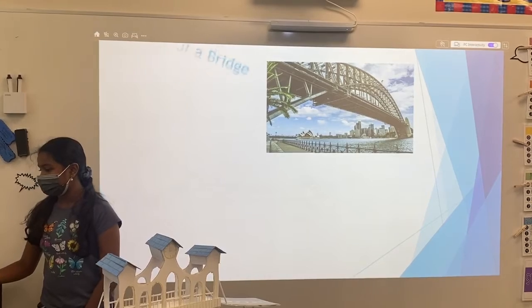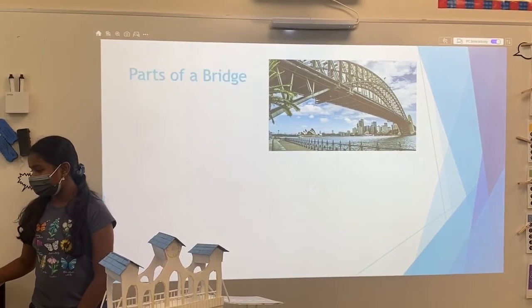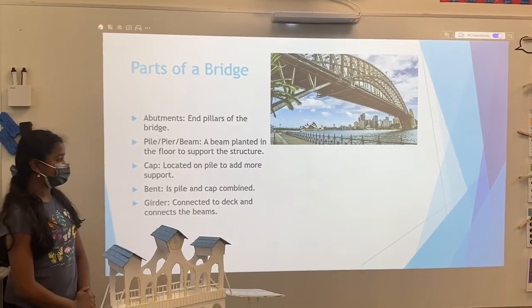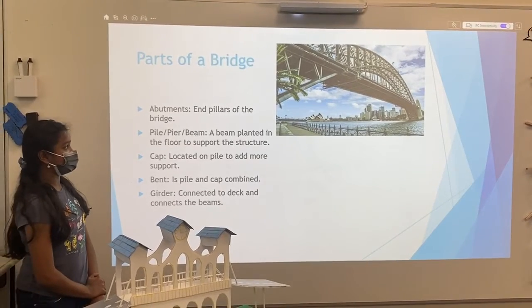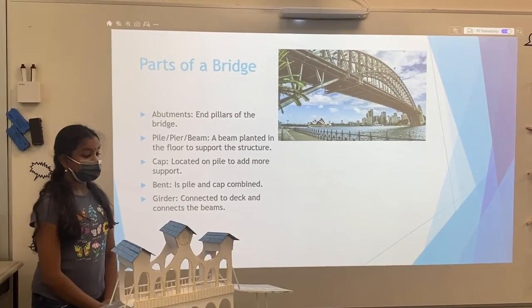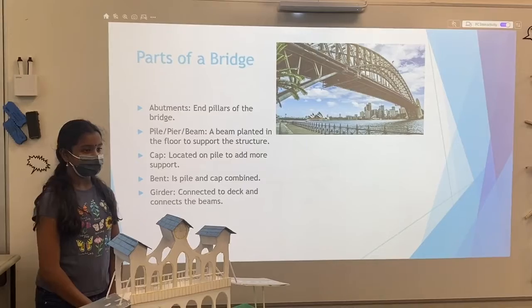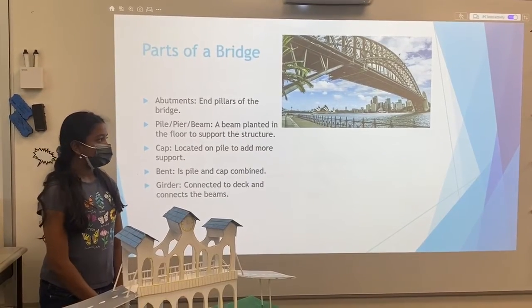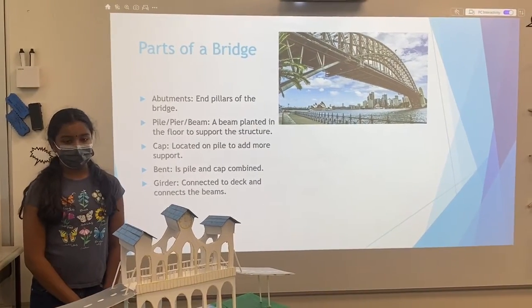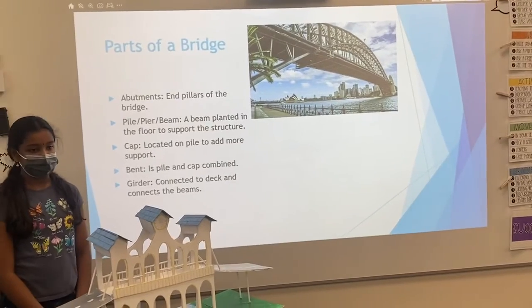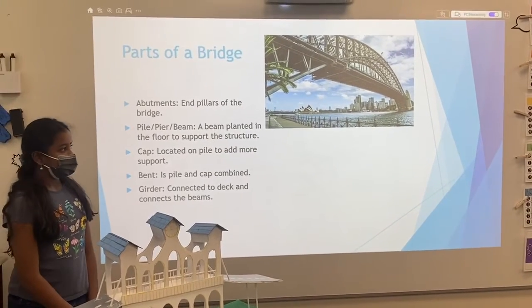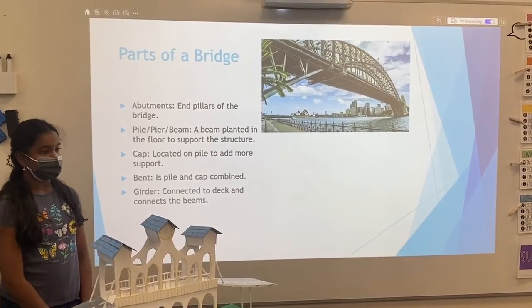Parts of a bridge. Okay, I've been saying a lot about these parts. I think it's time we know what some of them are. Abutments are end pillars or end points of a bridge. For example, in the Sydney Harbour Bridge, there are two pillars at the end of the bridge. Those are called abutments.